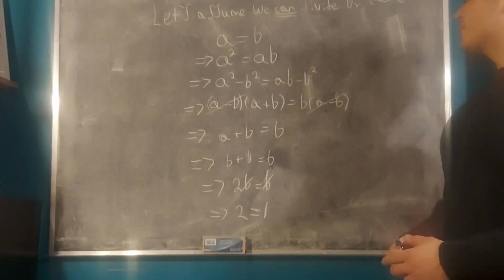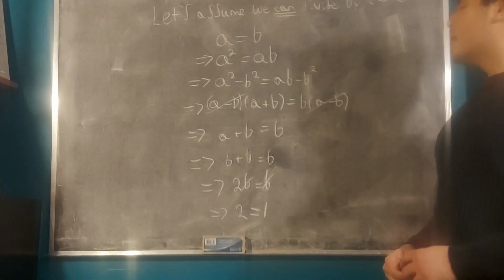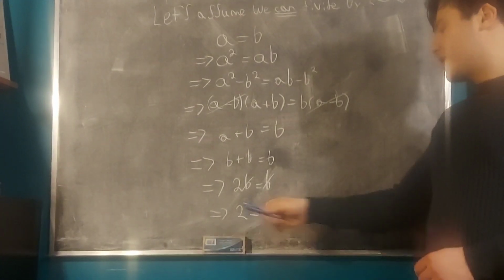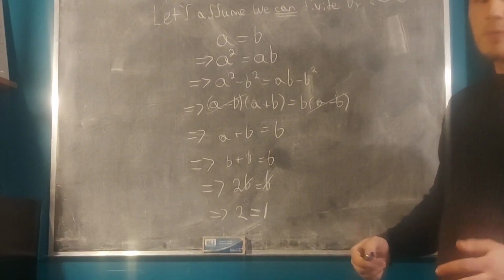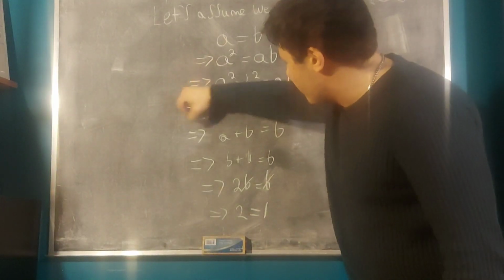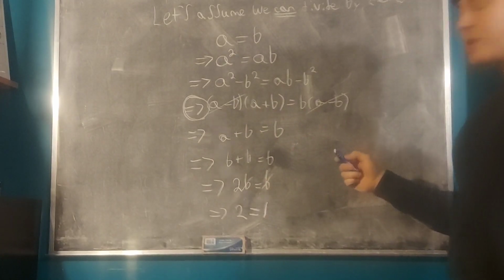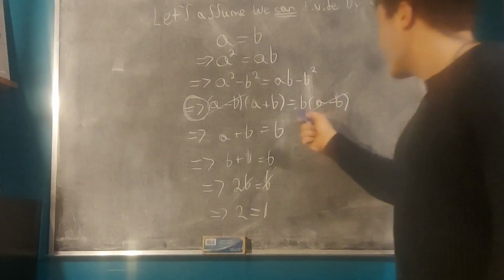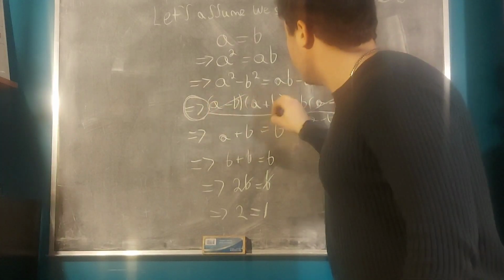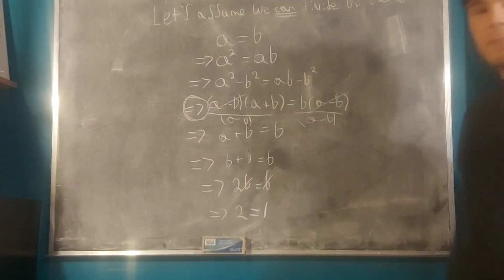How did this happen? You can pause the video if you want and try to figure it out yourself. But the reason that we arrived to this nonsense is because, well, we divided by 0. Where? Here. It was this step that we divided by 0, and it was when we canceled out the a minus b. Because when we cancel out something in an equation, it just means we're dividing both sides by it. It just means we're dividing both sides by a minus b.